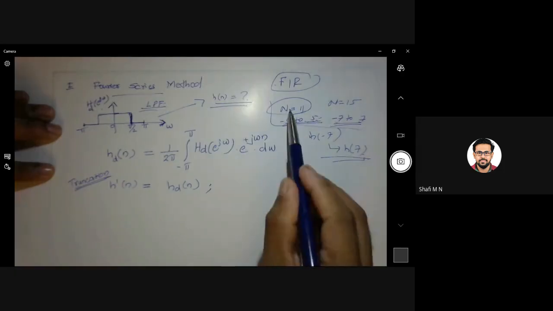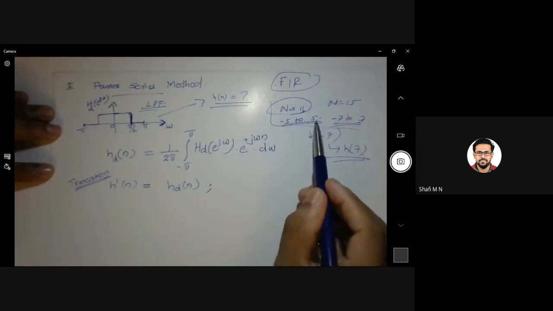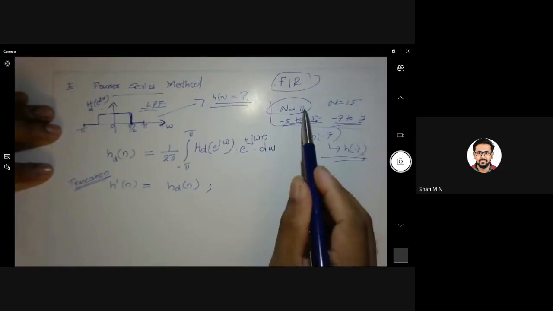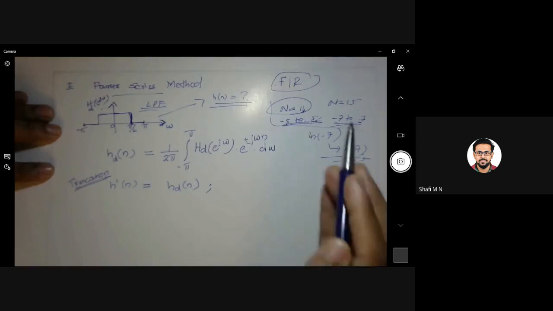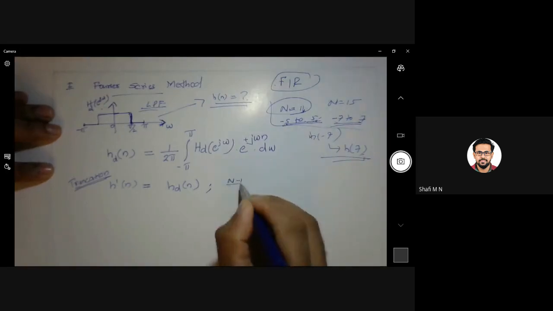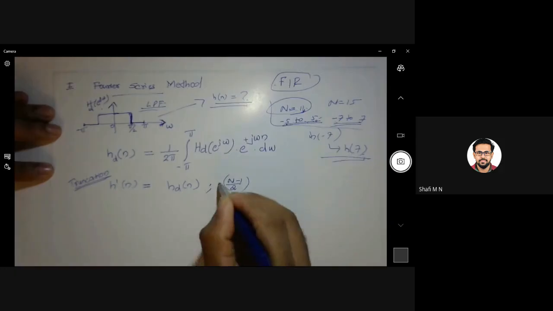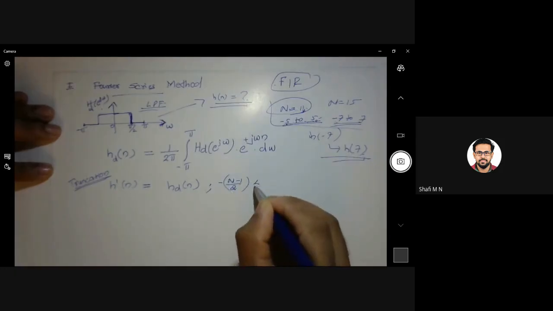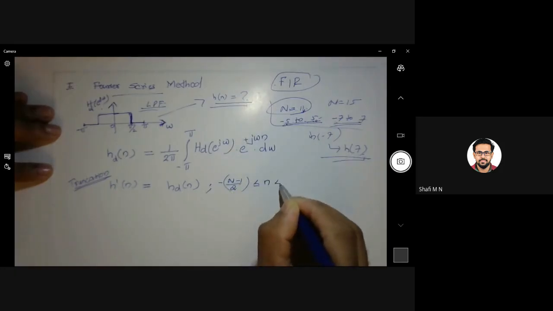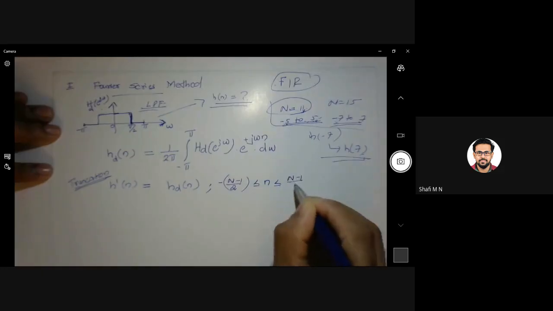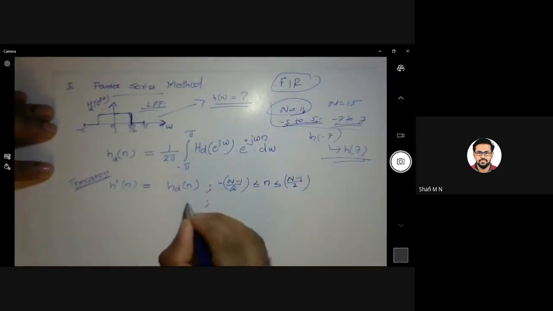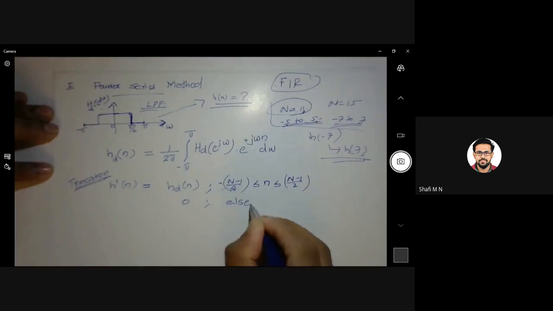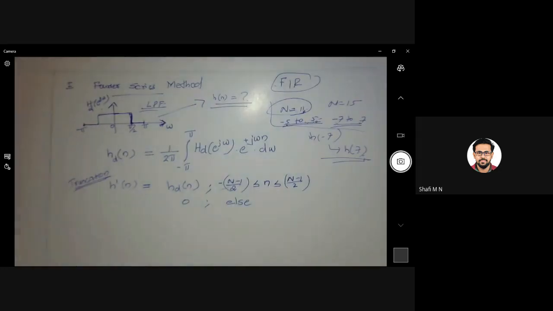How can you address this when N equal to 11, minus 5 to 5? You can call it minus (N minus 1) by 2 less than or equal to n less than or equal to (N minus 1) by 2. Isn't it? We will only do problems with N odd. Or you can write it with a modulus symbol. This is pretty much clearer. Else its value will be 0, for all other values of n, its value will be 0. This is called truncation.